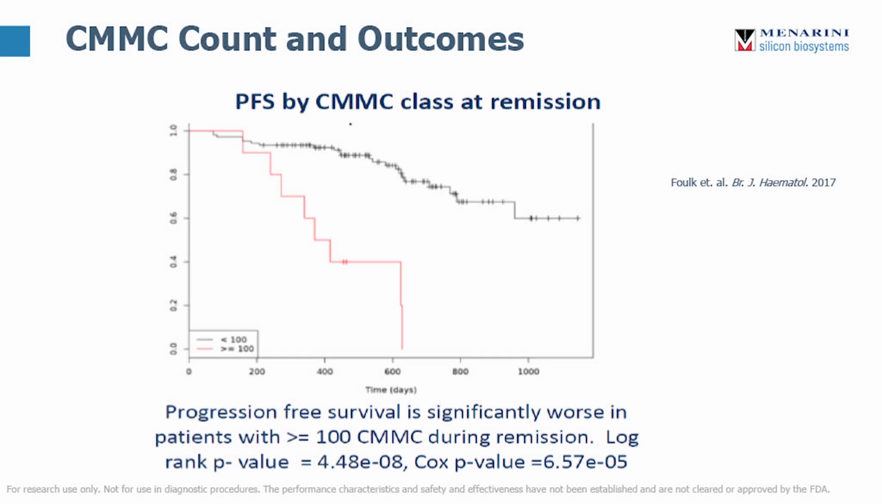Progression-free survival in percentage of patients enrolled in the study is on our y-axis, and time in days is on our x-axis. We can see 2 pretty distinct trends here. In black are patients that had fewer than 100 CMMCs during remission, and in red are patients that had more than 100 CMMCs at remission. And we see a pretty distinct correlation to higher CMMCs above our experimental research cutoff here than those that were below it. Lower CMMCs during remission is a better progression-free survival.